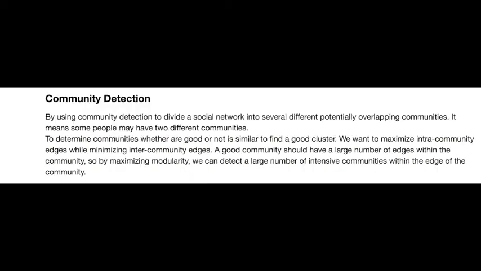Now let's focus on community detection. Community is a really important part of Facebook, and I think the people who belong to the same community may have similarities, and they cluster together with each other and build a kind of group.